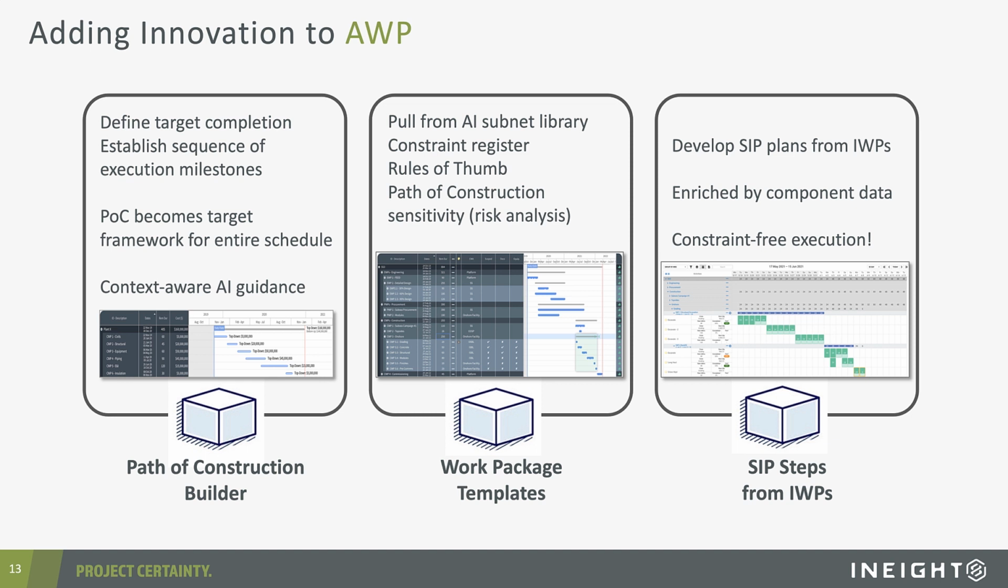So, the computer then starts to become context aware as we are defining and setting in stone our path of construction. And again, then from a supporting element perspective, building out our more detailed work packages, whether it's the construction work packages or the supporting engineering and procurement work packages, being able to pull in those subnets from our planning library, from our knowledge library, being able to look at historical risks that occurred on analogous scopes of work.